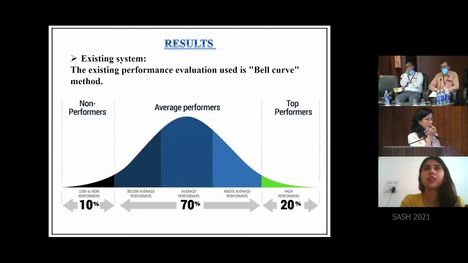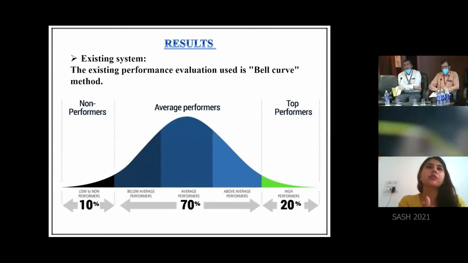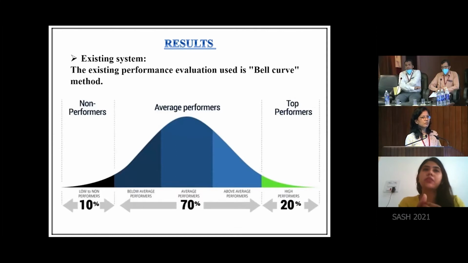So the results: the existing system present in the hospital used the bell curve method for performance evaluation. The bell curve method is also known as the forced distribution method, where certain tasks were assigned to the employees and they were observed on how they performed those tasks, and based on their performance, there was a grading scheme. This was first introduced by Jack Welch of General Electric, and the bell curve method is a symmetric curve which forms a bell shape.